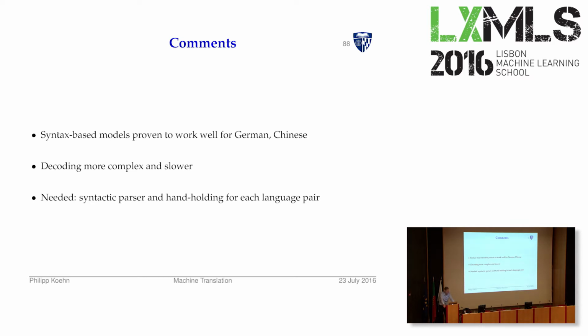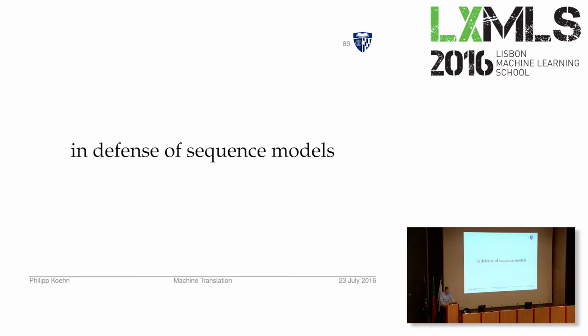Decoding is a bit more complex and slower, so you can't do the trick to reduce it to linear speed to that degree. So that's a drawback. Another big drawback is that it does require that you have a syntactic parser on either the source side or the target side or both. And you also probably have to do a little bit of hand-holding for each language pair, like what types of rules you allow and what kind of labels you use.